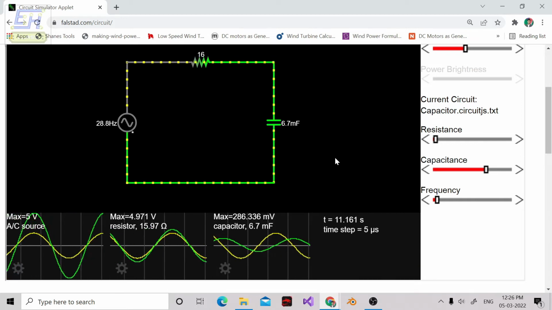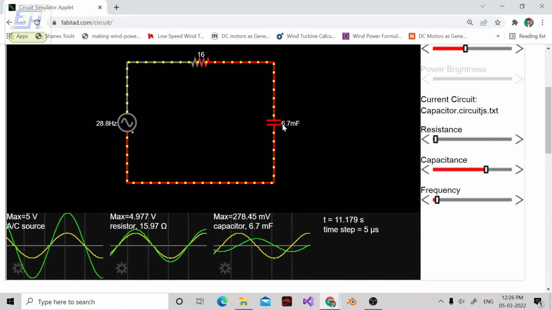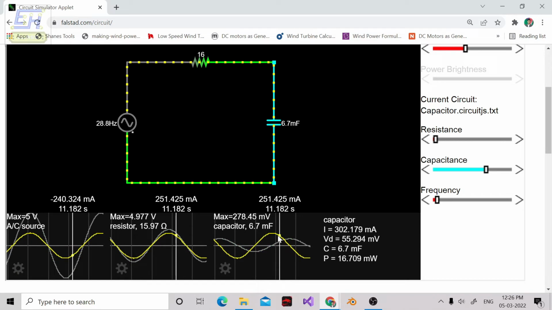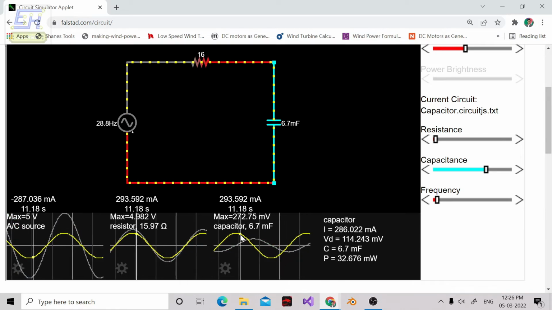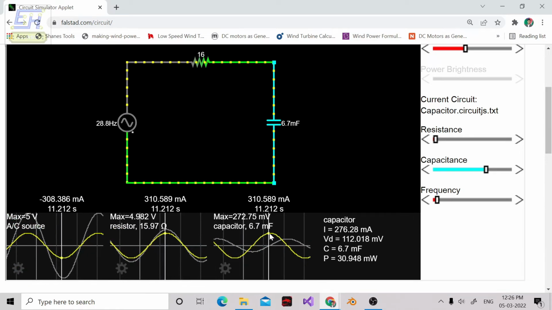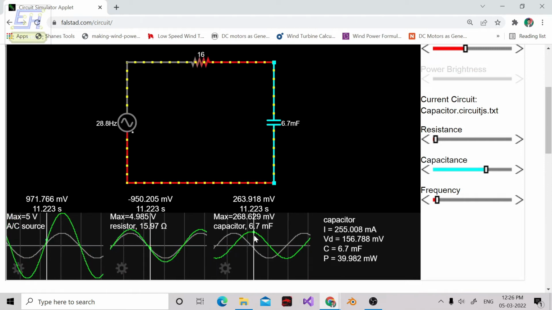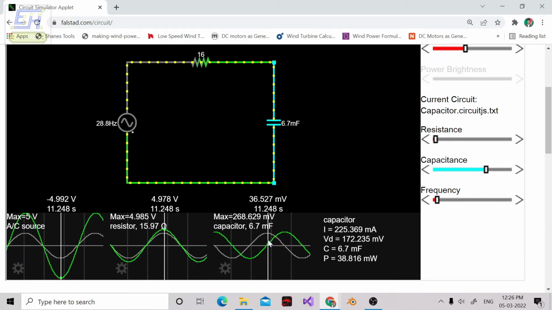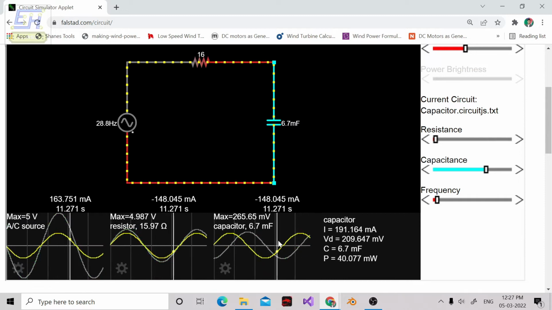And the second thing to notice is that irrespective of the value of the capacitor, as we have already stated, the phase difference will not change at all. Only the magnitudes of these waves will change, but not the phase difference. Still the phase difference is 90 degrees. You can see that from here.